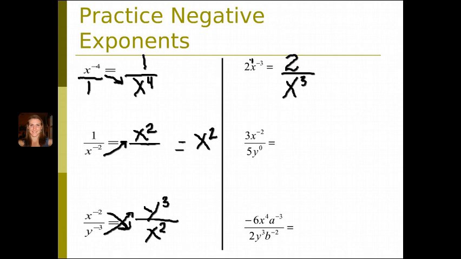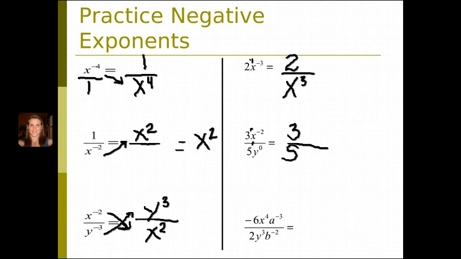The next problem we have is 3x to the negative 2 power over 5y to the 0th power. 3 has an exponent of 1, so we do not have to move 3 because the exponent is positive. 5 also has an exponent of 1, so we do not need to move 5 because the exponent is positive.